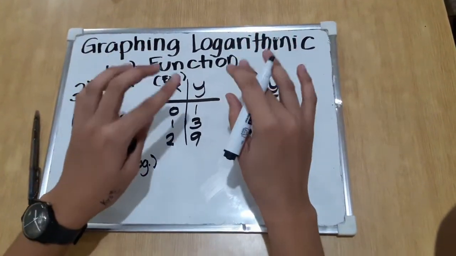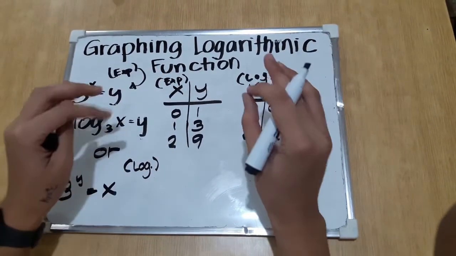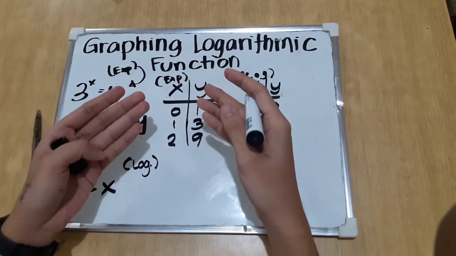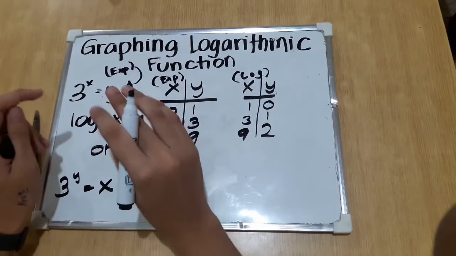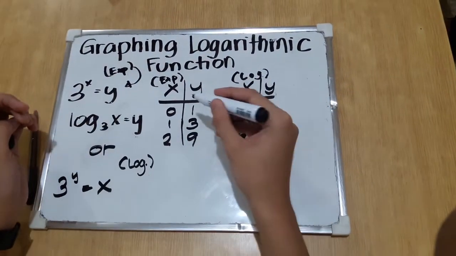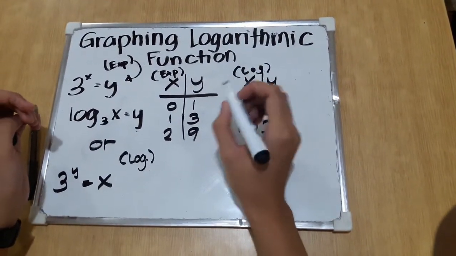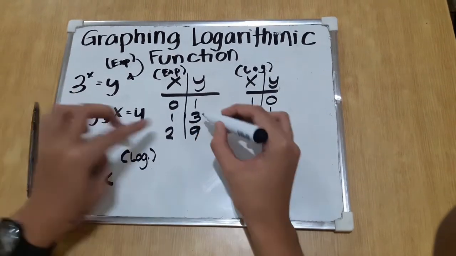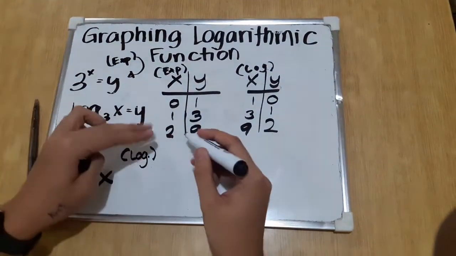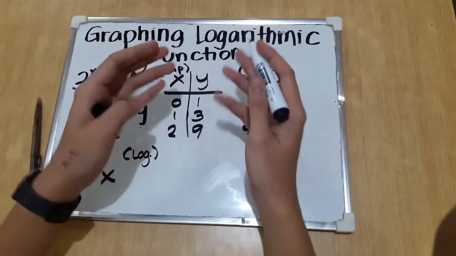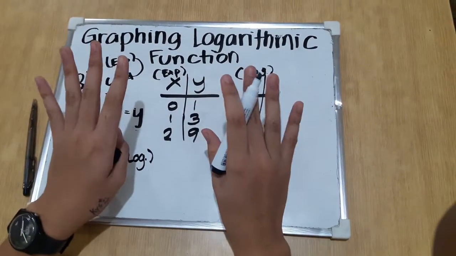So now we're going to find the y. All we need to do is substitute the x into the given. So 3 raised to 0 is equals to 1. 3 raised to 1 is 3. 3 raised to 2 is 9. Now you got your range. Now you got the t-chart.